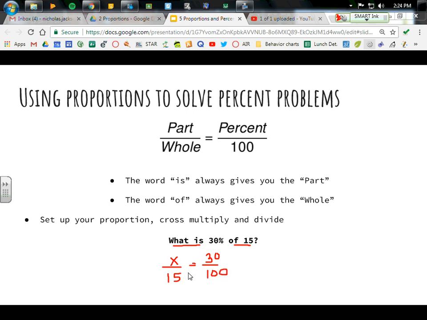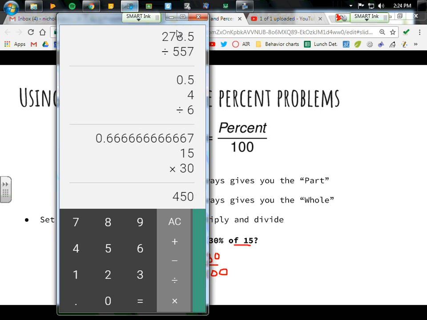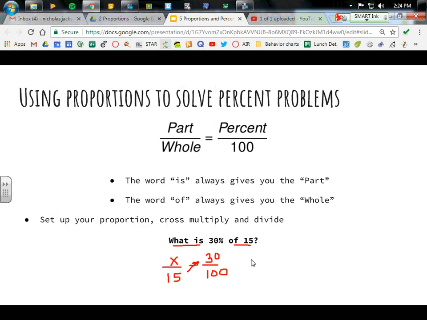Just like we've been doing all along, we are going to cross multiply and divide. So 15 times 30 is 450. And then we're going to divide that by 100, and we will get 4.5.